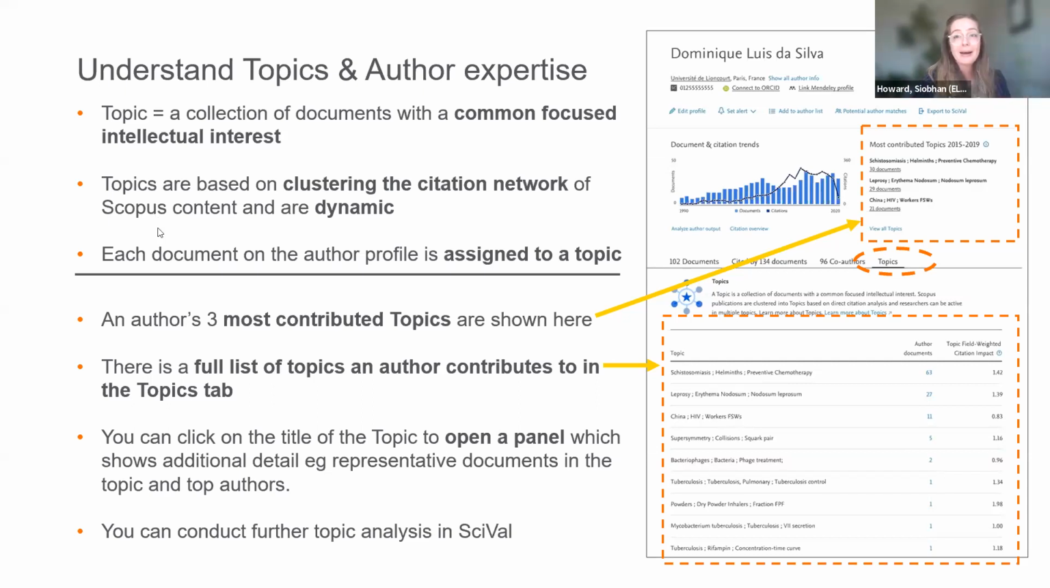So a topic, at a very high level explanation, is a collection of documents with a common focused intellectual interest. They are entirely based off the clustering of citation networks across different Scopus content. And as a result, it's in flux. It's constantly a changing, movable piece based on what Scopus is getting in terms of content coverage across all the different publishing outputs.